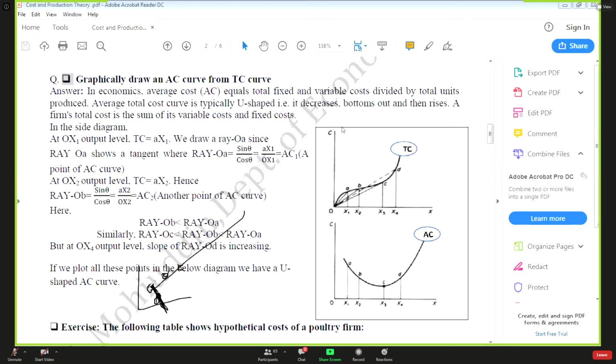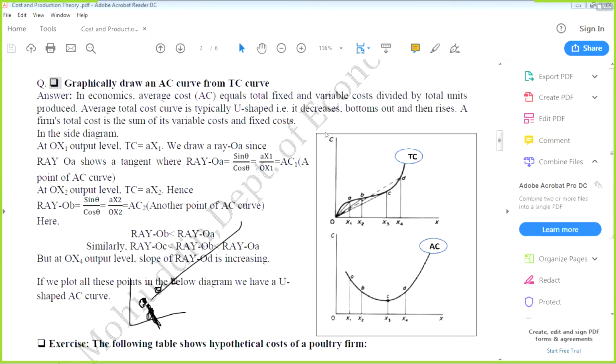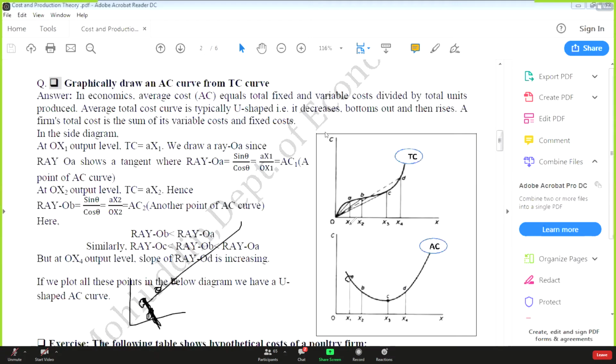So if this is the first point, the second point must be in a lower place. Look, this is the first point at the level of output x1. But if the second point is here, then the curve will be this way. But no, the second point is here, because the slope is lower than this one. How can we say the slope is lower? Because look, I draw two lines. This is one line, this is another line.